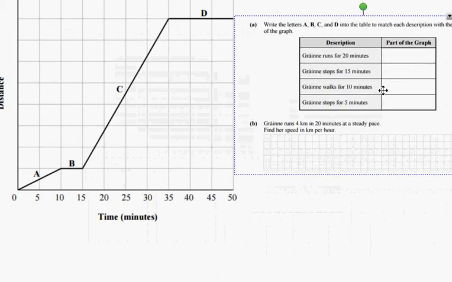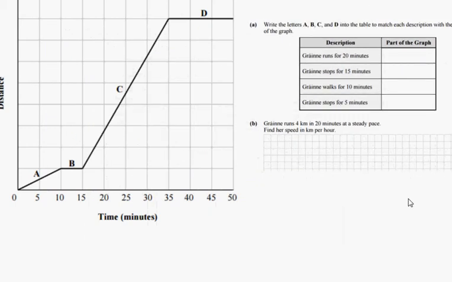So, to match description with the graph. Part of the graph she runs for 20 minutes. 20 minutes, start to finish. She starts at 15. She ends at 35. That's part C. She stops for 15 minutes. Look at the block. Each block is worth 5. So 4 blocks is worth 20 minutes. Look for something that stops for 3 blocks.